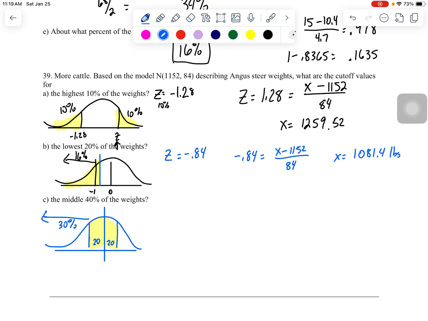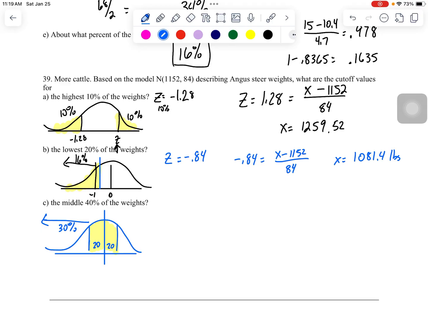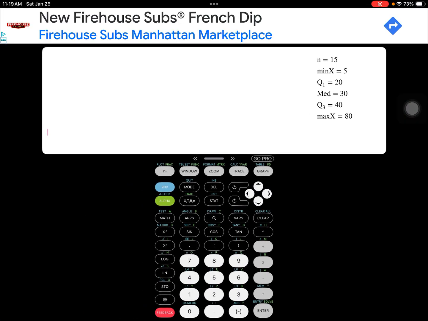However, I'm going to show us another tool that we have. Hopefully by now you've gotten a calculator, so I'm going to swipe over to my calculator and talk about how we're going to do that. So that would be YouTube. Here, we'll just go this way. All right, so here is that calculator.